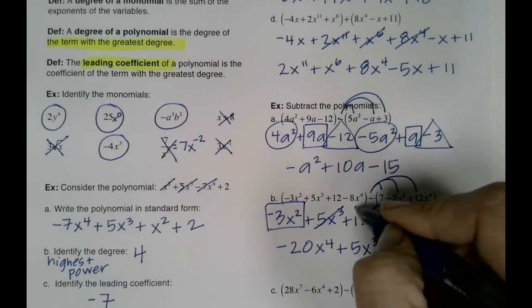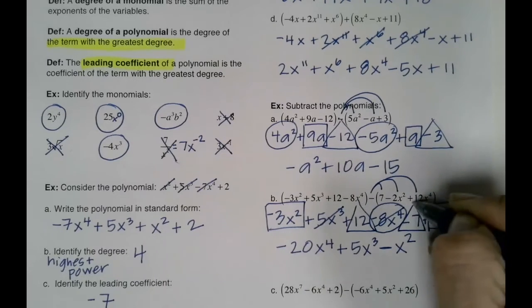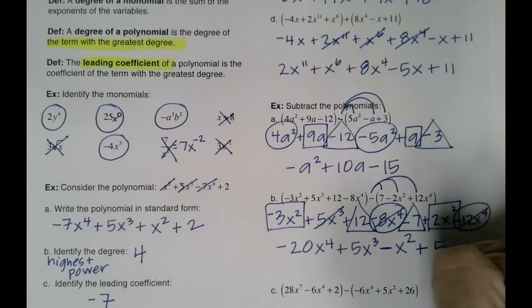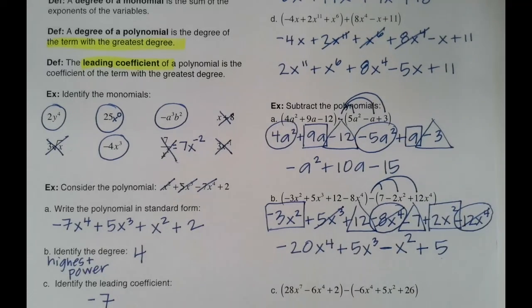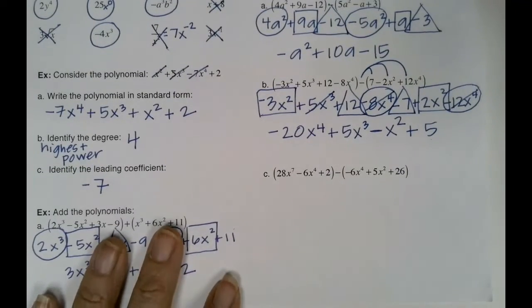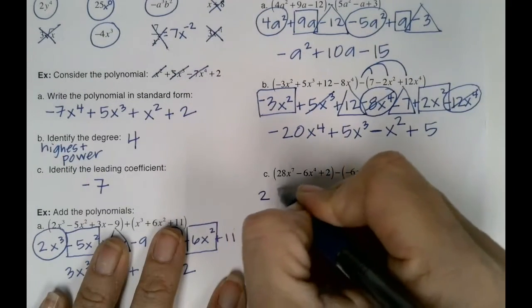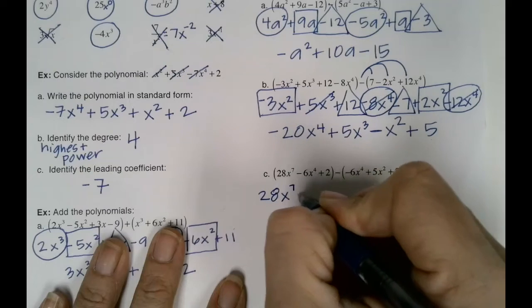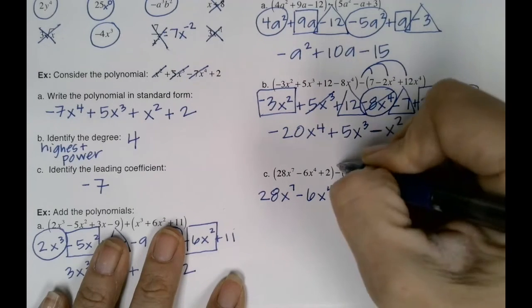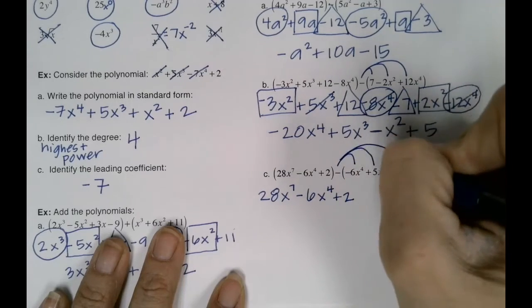And then the last one is our constants, 12 and negative 7, also opposite signs, so I subtract. 12 minus 7 is 5. There's more positives than negatives, so it's going to be positive 5. And that's our solution for that one. So now we have our last one, which is this guy down here, and we're going to follow the same policy of 28x to the 7th minus 6x to the 4th plus 2, and then distribute that negative.